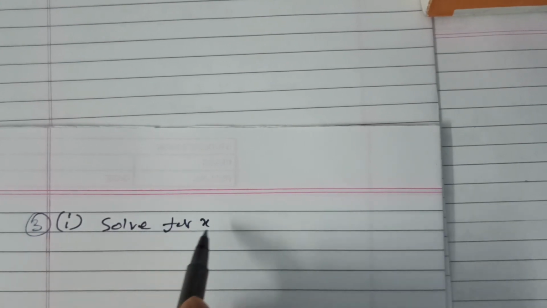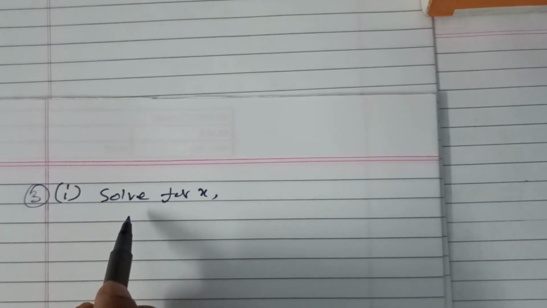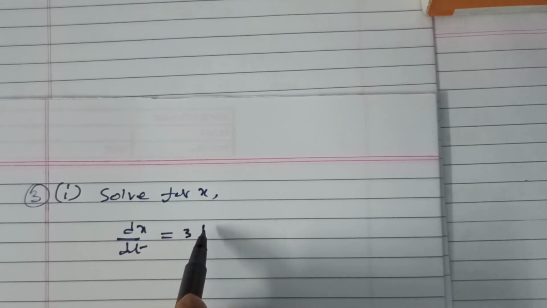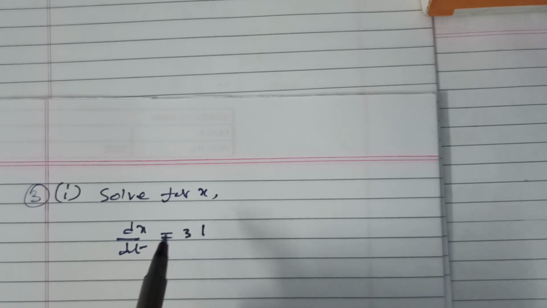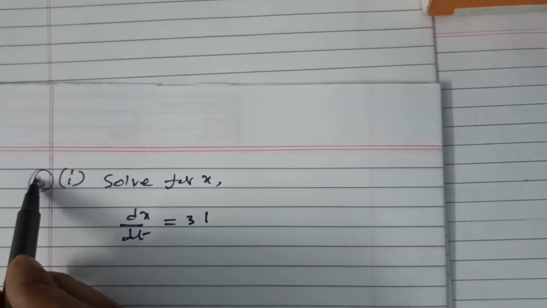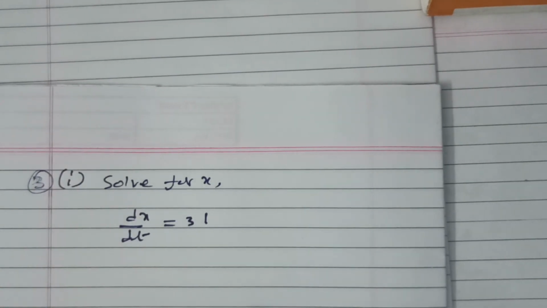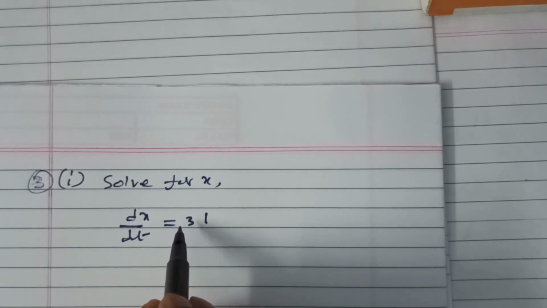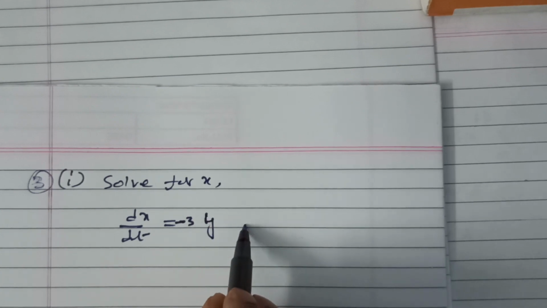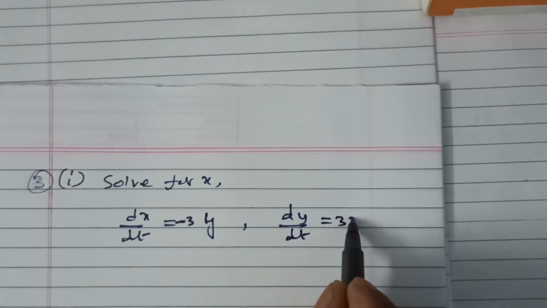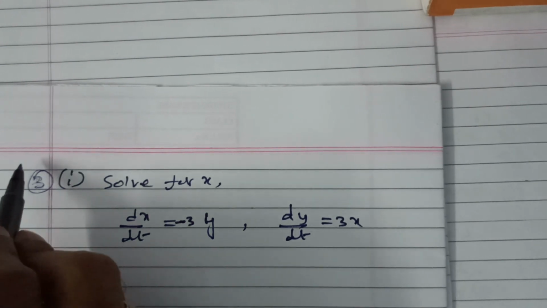In 3, first problem, solve for x. The equations are dx by dt is equal to minus 3y, comma, dy by dt is equal to 3x. So this problem is asked in 2019.